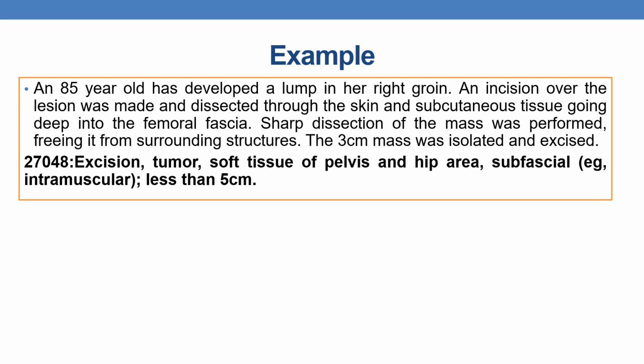So here the mass is excised, the size is 3 centimeters, and it is deep, that is intramuscular. So the CPT is 27048: excision, tumor of soft tissue of pelvis and hip area, subfascial, for example intramuscular, less than 5 centimeters. Here the tumor size is 3 centimeters, so it is less than 5 centimeters. So the appropriate CPT is 27048.